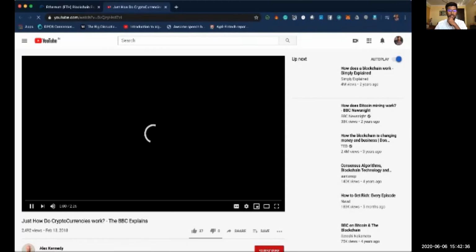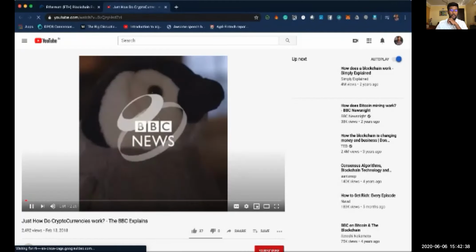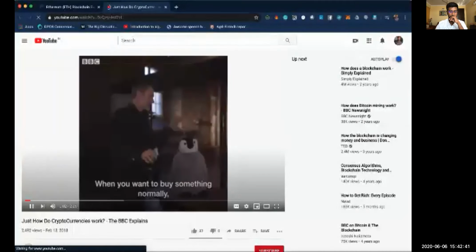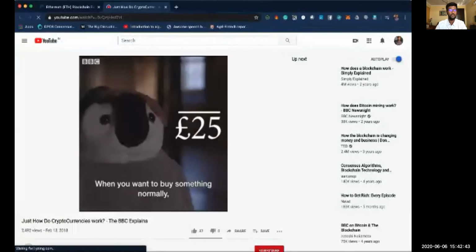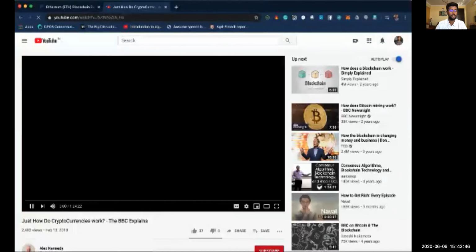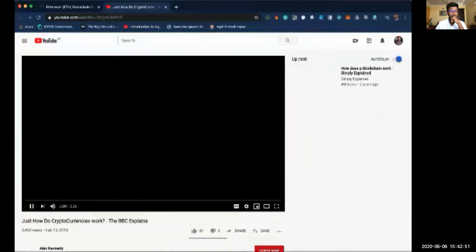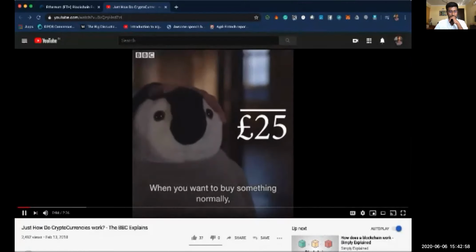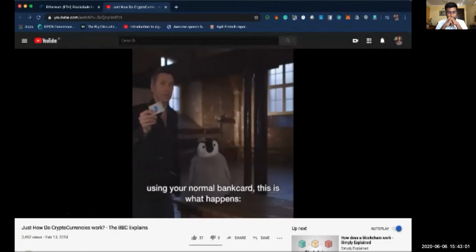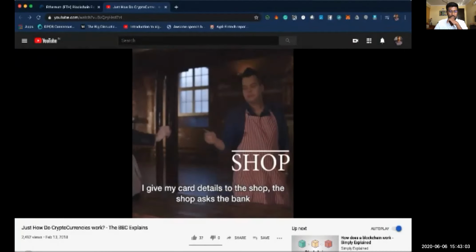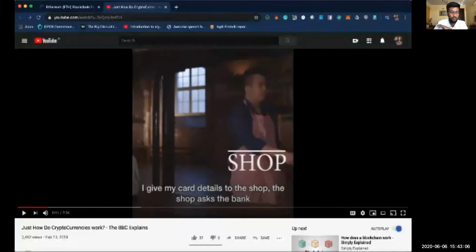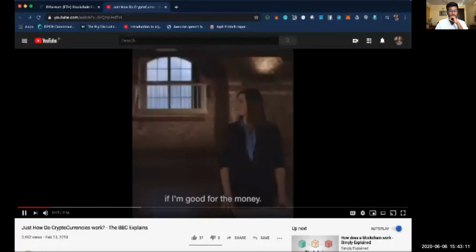When you want to buy something normally, using your normal bank card, this is what happens. I give my card details to the shop. The shop asks the bank if I'm good for the money.